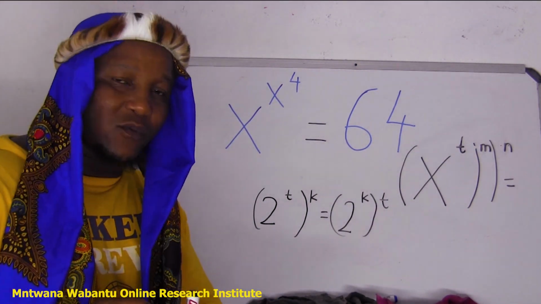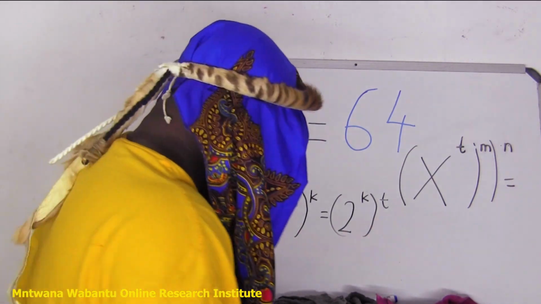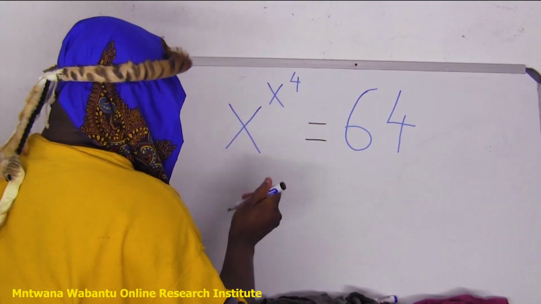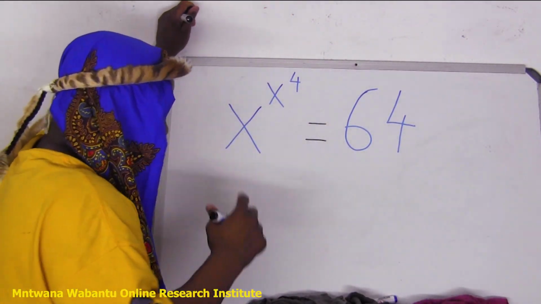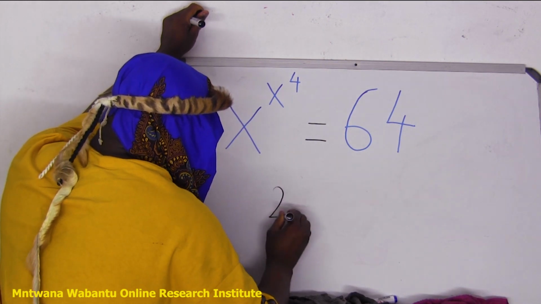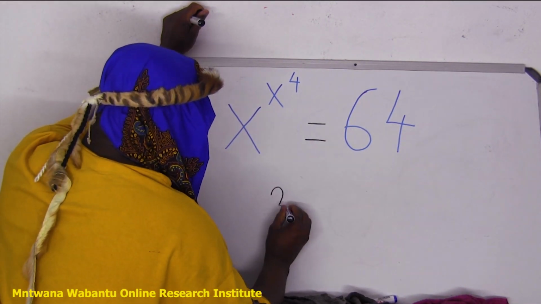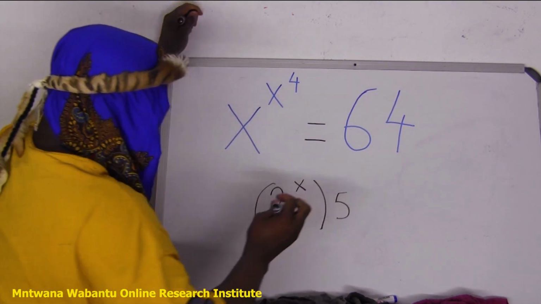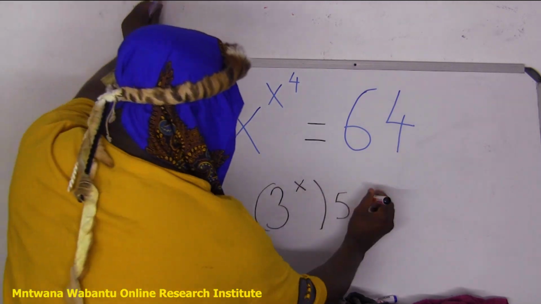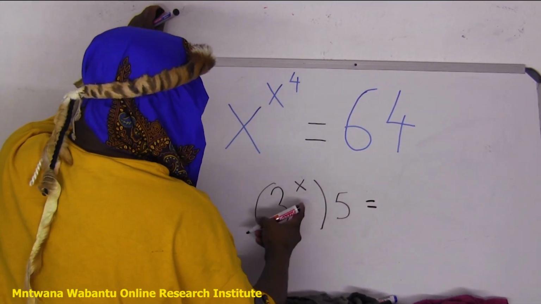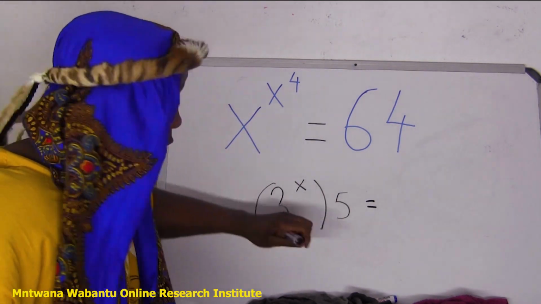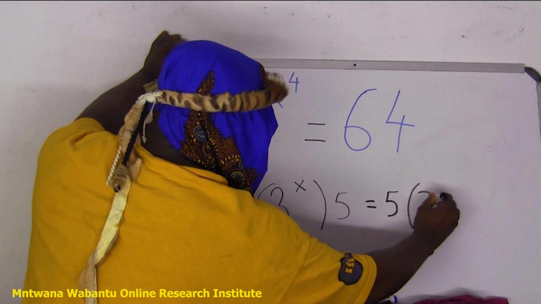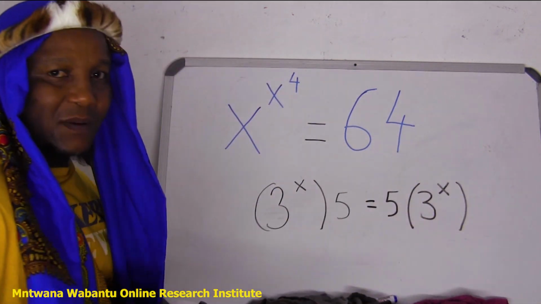Apart from that, there's something very, very crucial that I want to show you, because to solve this you need to know this basic stuff. Let me change the number. Let's say 3 power x times 5. Remember, this is not a power, this is just a number in front of the exponential. So I can say this is 5 times 3 power x. This is very acceptable, okay?